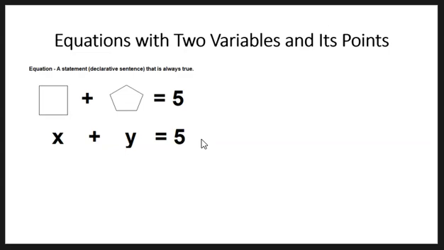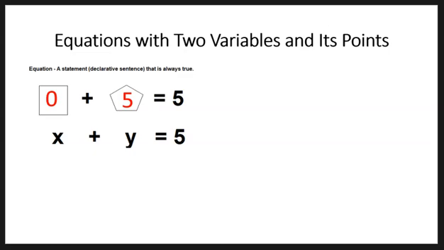One possible pair of numbers that we can replace the x and the y, or fill in the rectangular box and the 5-sided shape, the pentagon, is 0 and 5, because 0 plus 5 is equal to 5. Now, I found a pair of answers.